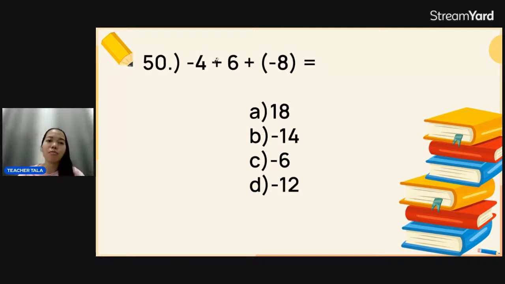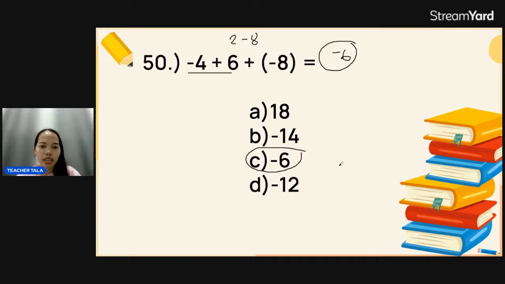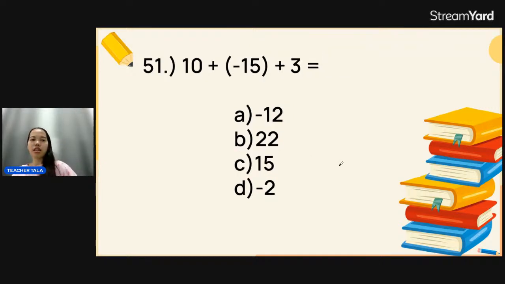Negative 4 plus 6 plus negative 8. Negative 4 plus 6, that's positive 2. Plus negative 8, so just minus it. That's negative 6. Take the sign of the greater number. That's negative 6. Letter C. Next, 10 minus 15, that's negative 5. Letter D.